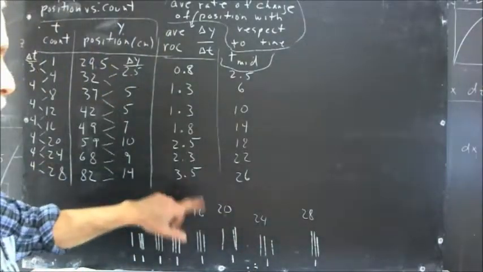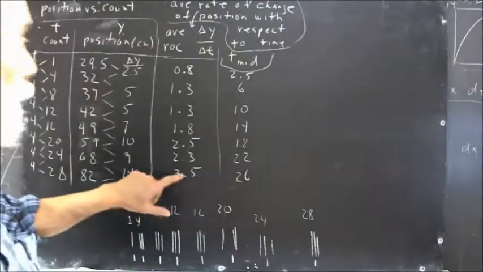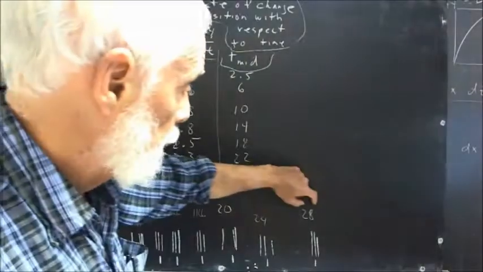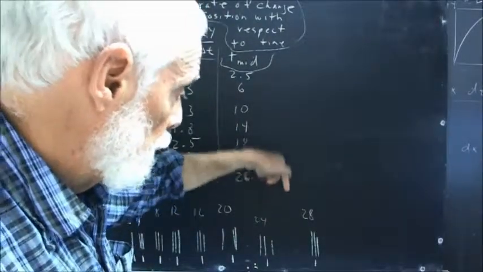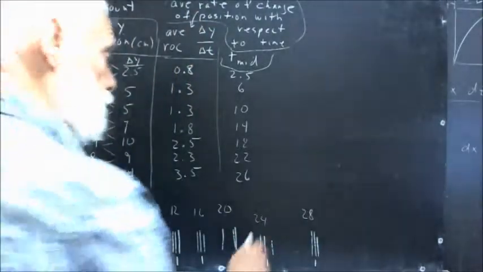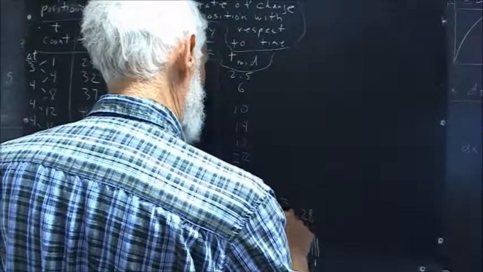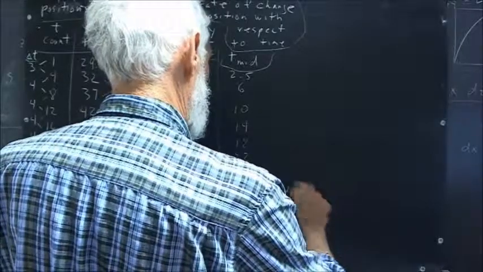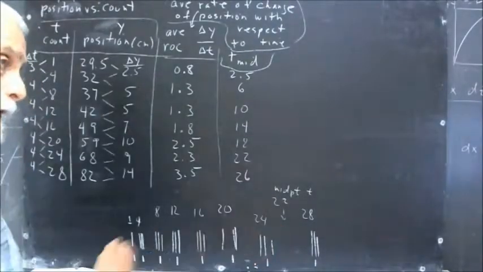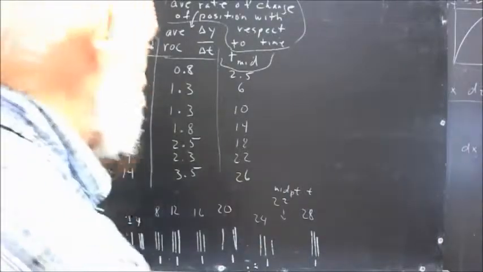The 3.5 was the average rate of change between here and here. So if we're going to pick one time to associate with that average rate of change, it'll be the midpoint, T mid, which is 22. That's a midpoint. And similar midpoint on all these down here. I'm not going to label all those.